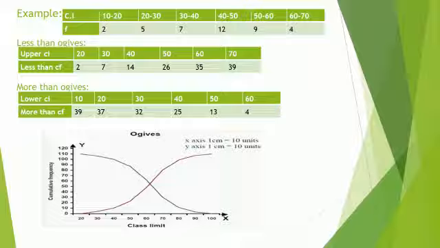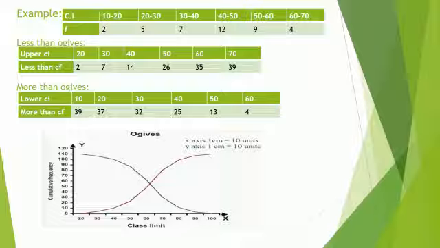The class intervals are on the x-axis, the frequency is on the y-axis. The points are 20 and 2, 30 and 7, 40 and 14, 50 and 26, 60 and 35, 70 and 39. For the less than ogive we get the rising curve.